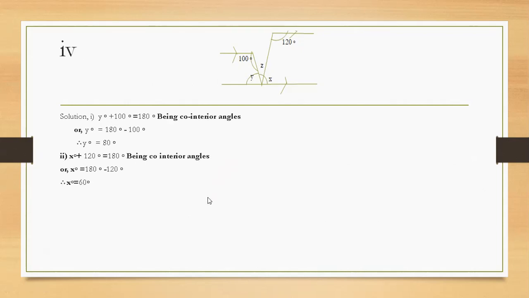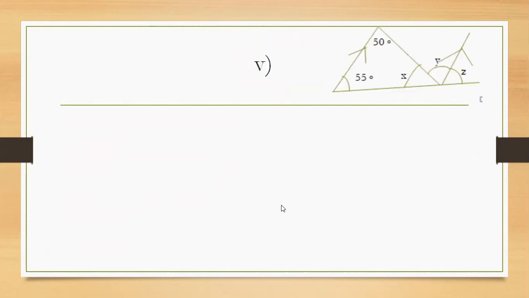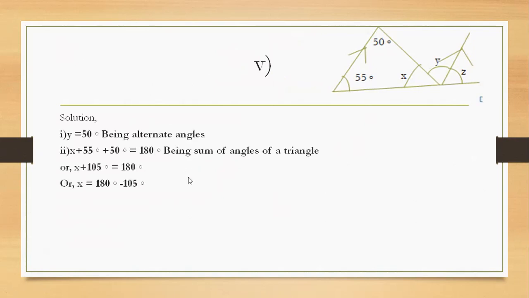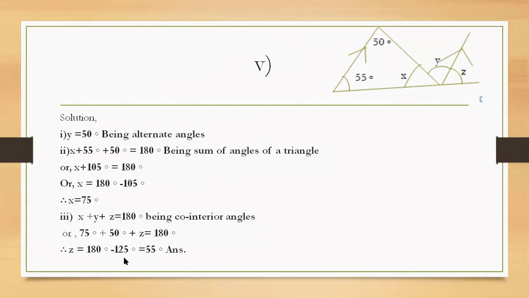Okay, children, we get the value of z also from here, 40 degree. After that, here in number V, we find the value of y. y and 50 degree are alternate angles, and x, 50 and 55, these three angles are angles of triangle. Then we get the value of x. After getting the value of x, we added x, y, and z. We get the value of z also. That is shown in this solution. Like this we find the value of z, 55 degree.